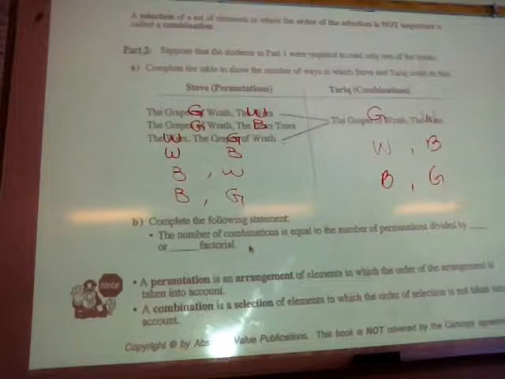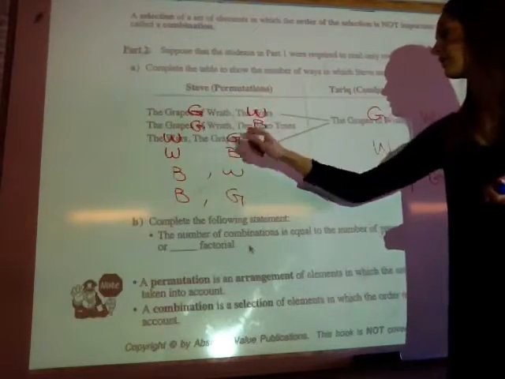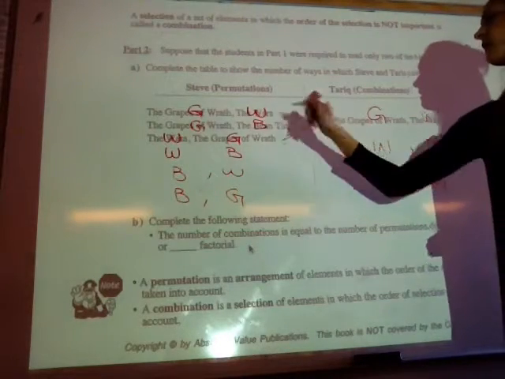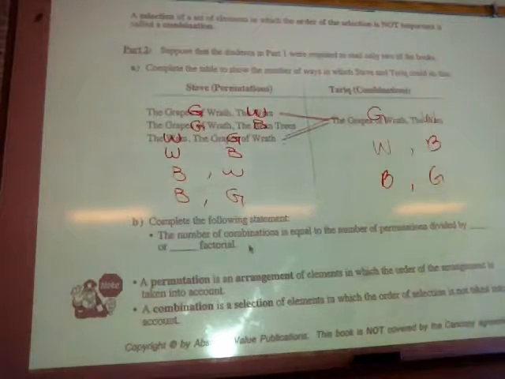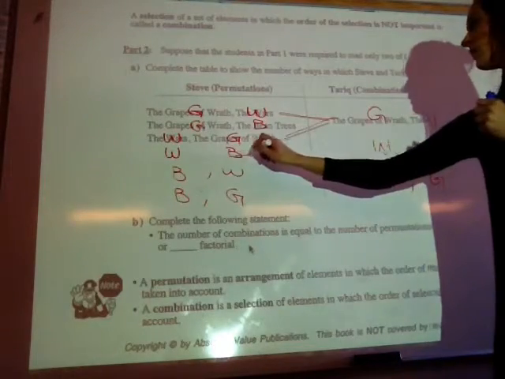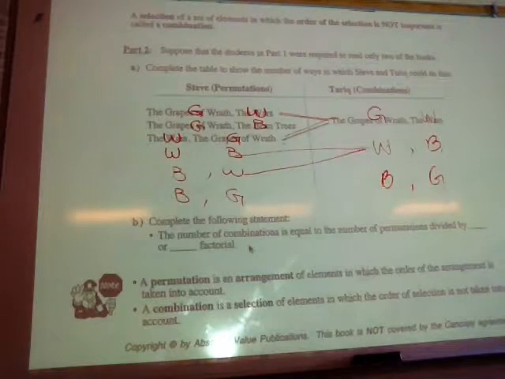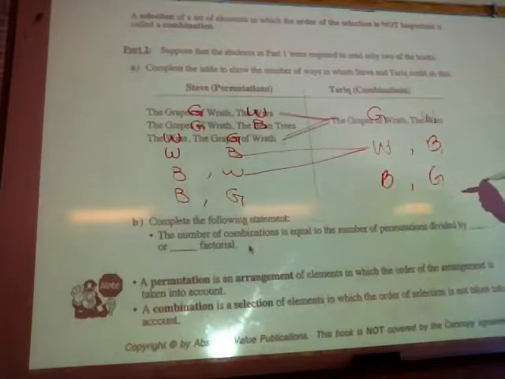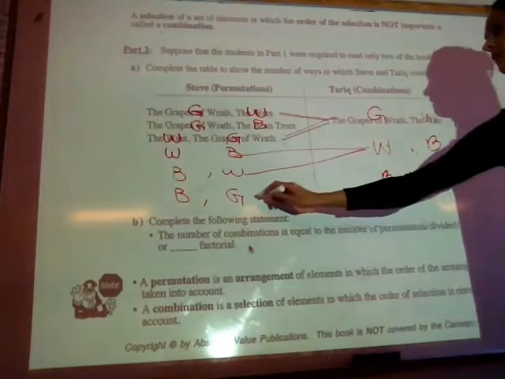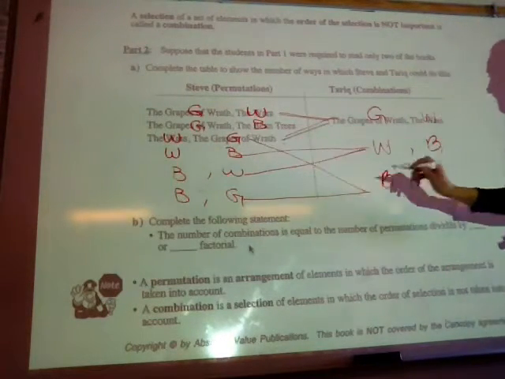So where we see G and W, GW, WG, that only occurs one time for a combination. For the Wars and the Bean Trees, once, and so 2 permutations is equal to 1 combination. Okay, and then lastly we have the Bean Trees and the Grapes of Wrath, once, and there we go. Couldn't find it.